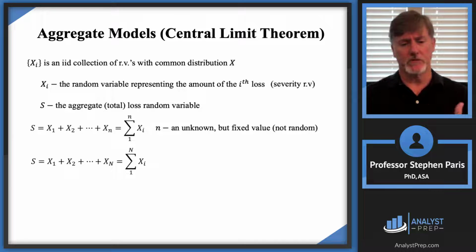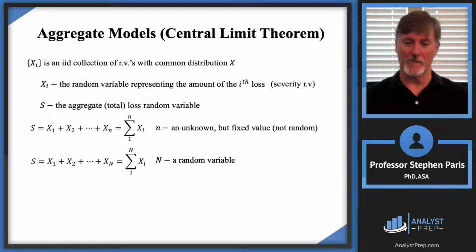Whereas in the second one, you're used to this by now, I use a capital letter to represent a random variable. So capital N is a random variable, and there's a subtle difference between these two. The first sum is a sum of a fixed number of terms. The second sum is a sum of a random number of terms. The capital N at the end of the second summation is referred to on the STEM exam as the frequency random variable. So you have a severity random variable and a frequency random variable.